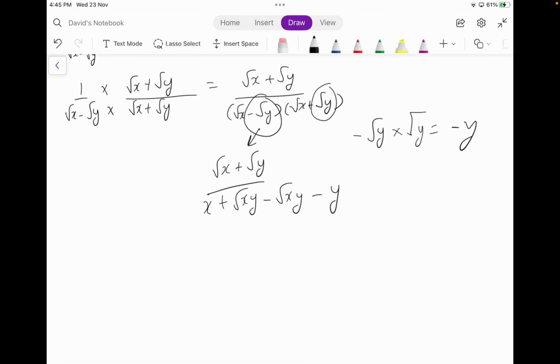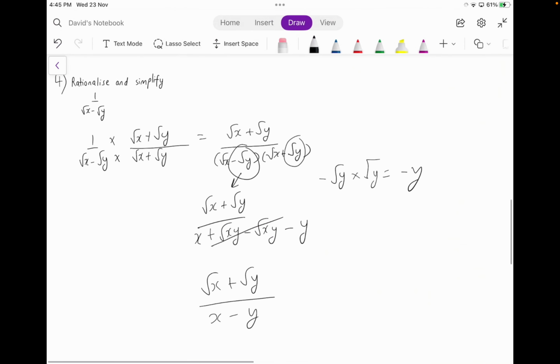All right, so this cancels out to get square root x plus square root y divided by x minus y. So now this seems to be the final answer. There's no further simplifying this, so we can leave it as it is. And this is the answer for the 4th question. All right, let's move on to the last question.